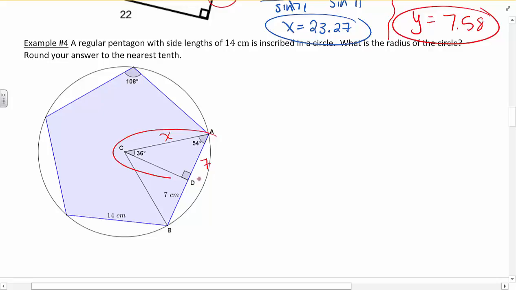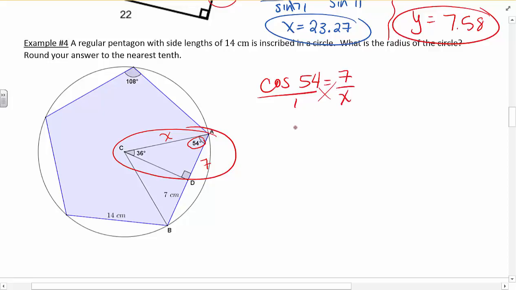Well, this time they gave me 2 angles. So you know what you do? You just pick one. Doesn't matter which one you pick, you are still going to end up with the right answer. I am going to pick the 54. Why? Just because. So if I pick this 54, x is a hypotenuse, 7 is an adjacent. Adjacent and hypotenuse is cosine. So cosine 54 equals adjacent over hypotenuse.